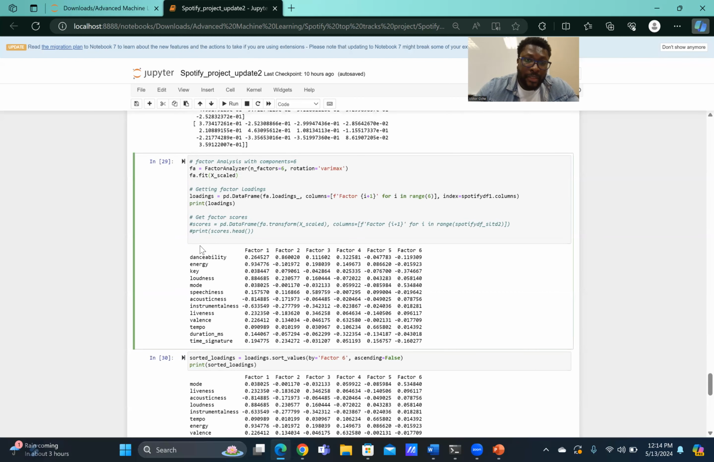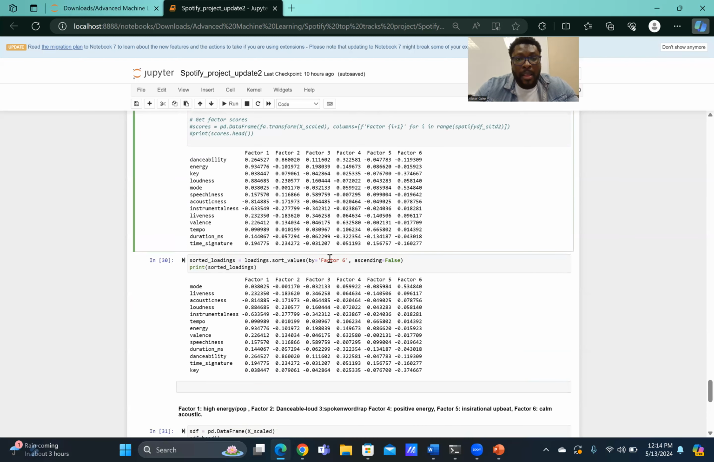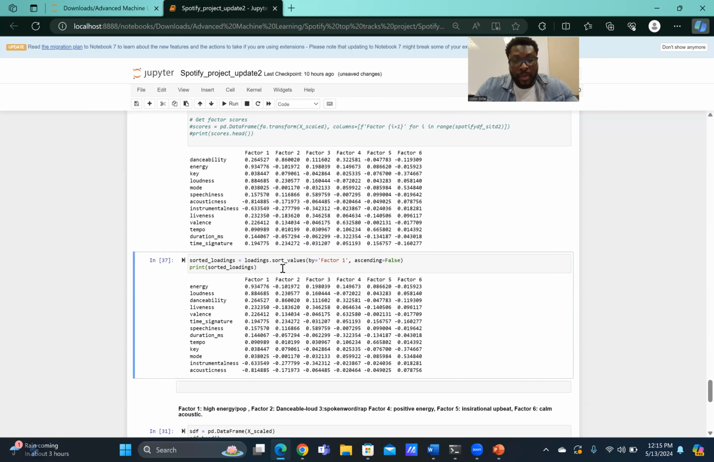The features of the dataset originally are danceability, energy, key, loudness, mode, speechiness, acousticness, instrumentalness, liveness, valence, tempo, duration, time signature. Now, after I fit the loadings, in explaining the loadings, I try to sort them out, so that the positive loadings are separated from the negative loadings. So I do sorted loadings, sort values by factor. Each individual factor, I just keep sorting them out. We could do a for loop, but I'm just doing it this way to make it easier.